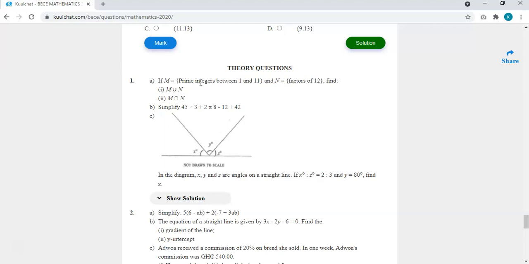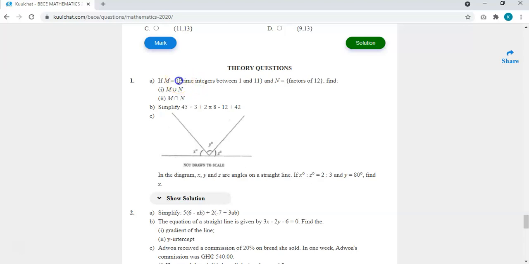3 also is a prime number because 3 has factors 1 and itself. 5 is also a prime number because 5 has factors 1 and itself. No other number can go into 5. 7 is a prime number because 7 has only 2 factors, 1 and itself. And 11 is a prime number. 11 has only 2 factors, 1 and itself, because no other number can go inside.